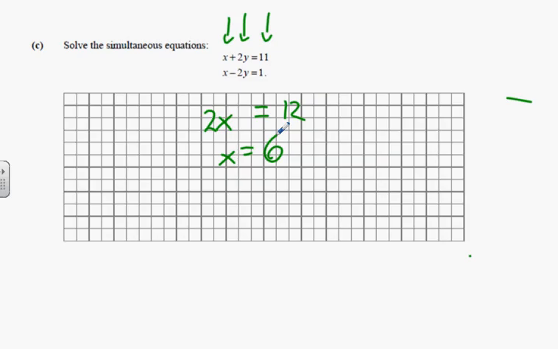What do we need to do next? Sub it back into either one. 6 plus 2y equals 11. Where does the 6 go? 2y equals 11 minus 6. 2y equals 5. Divide 5 by 2, y equals 2.5. Who got that? That's the first part.